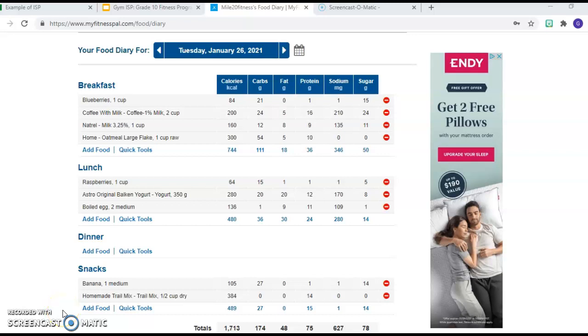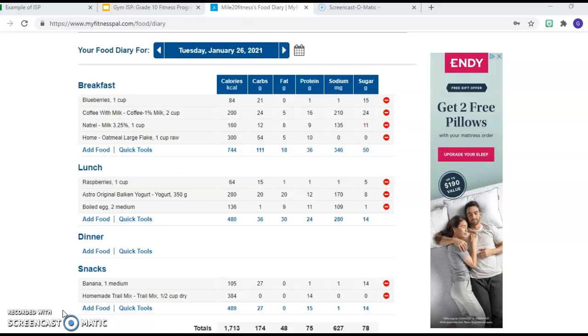Hi guys, I've had a couple quick questions about using MyFitnessPal and the nutrition tracker. A lot of the other nutrition trackers will be similar, but may have some subtle differences. So if you have specific questions about different trackers, just send me an email and ask.